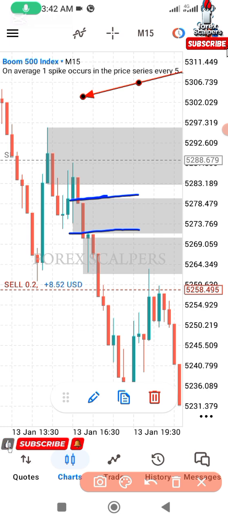You can indicate in the comment section. So this is a fair value gap. It is an imbalance or an improper price action.